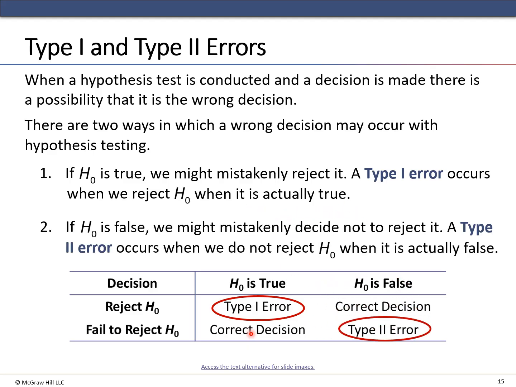If the null is false but we mistakenly decide not to reject it, this is a type 2 error, when we don't reject the null when it's actually false. So here the null is false, but we fail to reject it, and this is called a type 2 error. So type 1 is when the null is true, and type 2 is when the null is false, and we do the opposite.